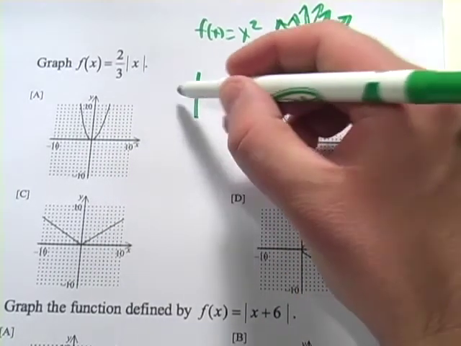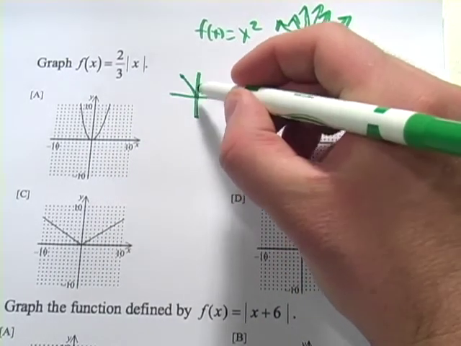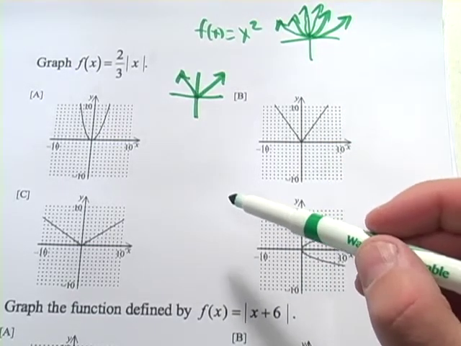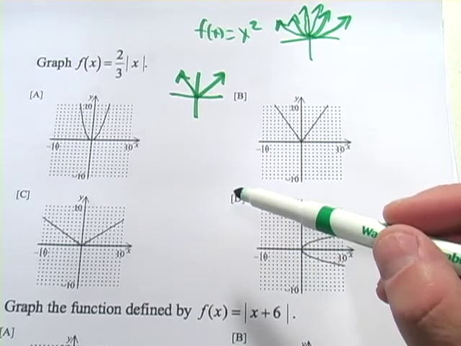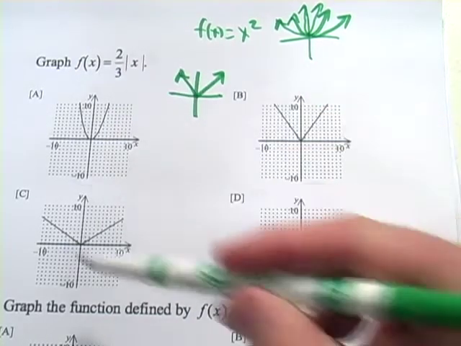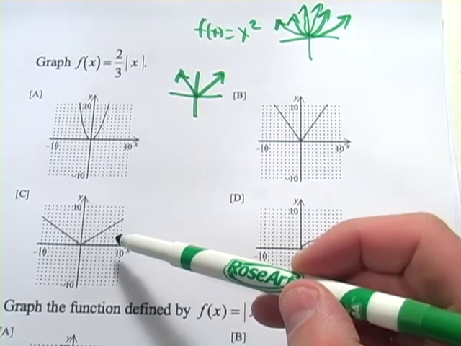Now the same thing is going on in this first one with 2/3 times the absolute value of x. The base function for absolute value of x looks like this. And when we multiply that by 2/3, it should get a little shallower because this is less than 1 but greater than 0. So as I look around here, it looks like this is the most likely candidate.